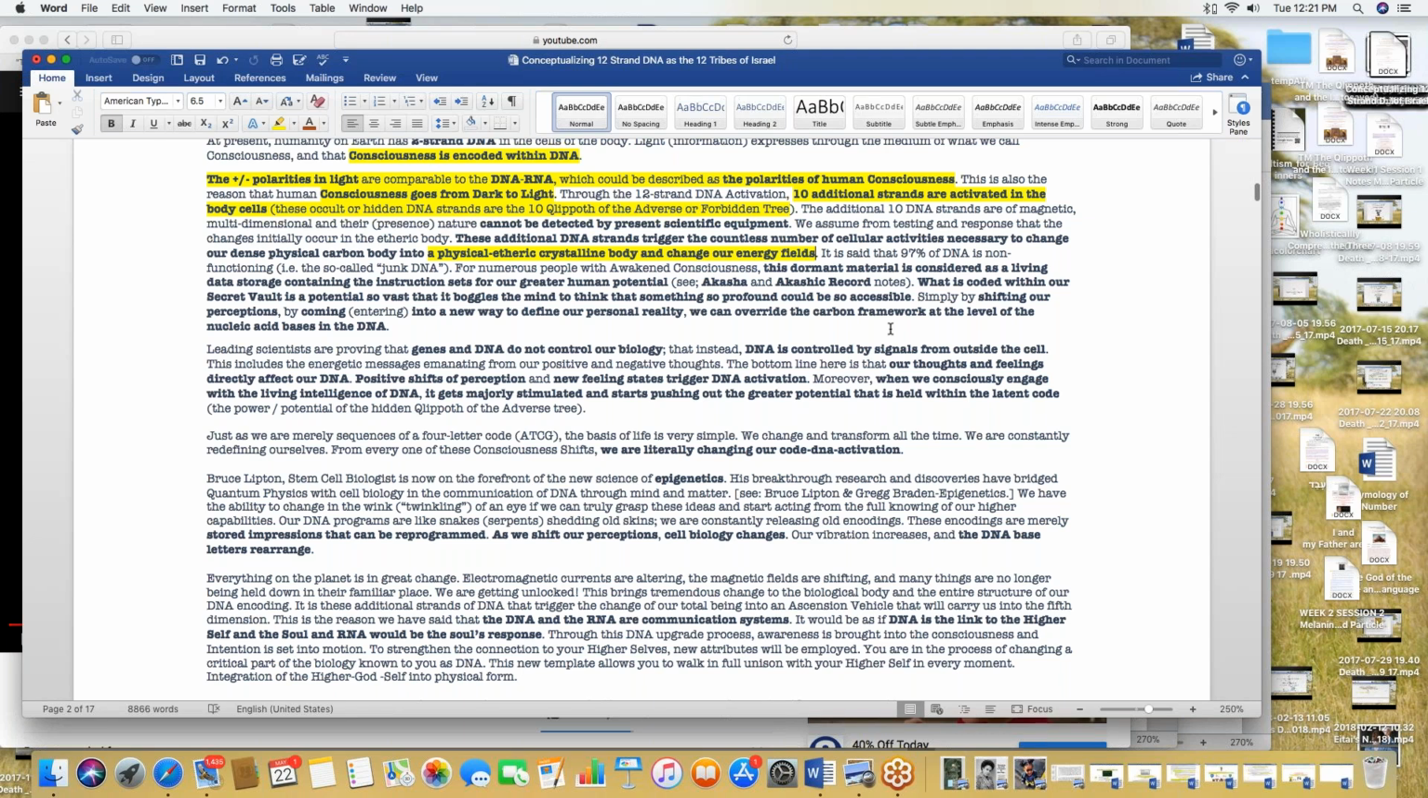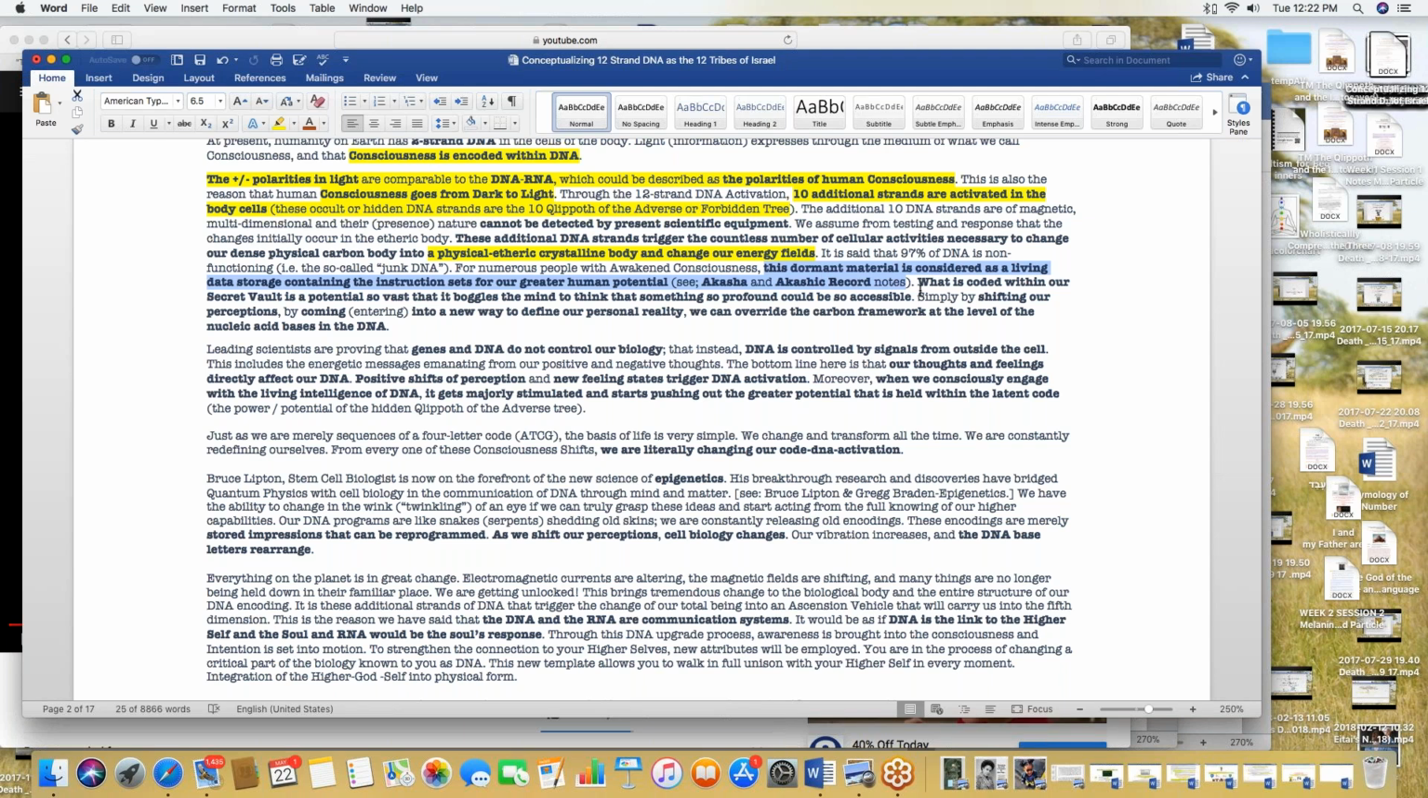It is said that 97% of DNA is non-functioning, that is the so-called junk DNA. For numerous people with awakened consciousness, this dormant material is considered a living data storage containing the instruction sets for our greater human potential. We talked about this when we talked about the Akasha, which is just an ancient word for melanin, and the Akashic record, which is the ability of melanin, neuromelanin, to absorb all information that has ever existed. Does everyone remember that? Okay.